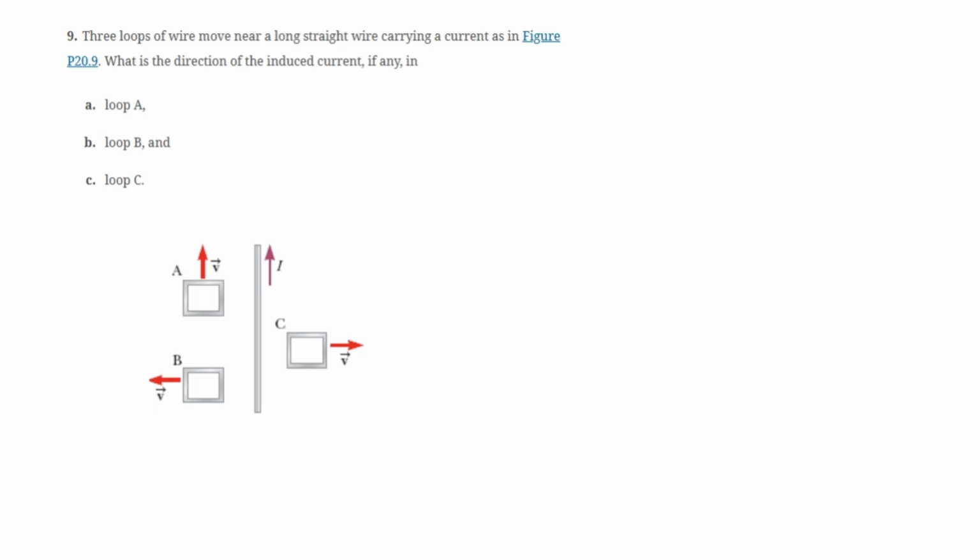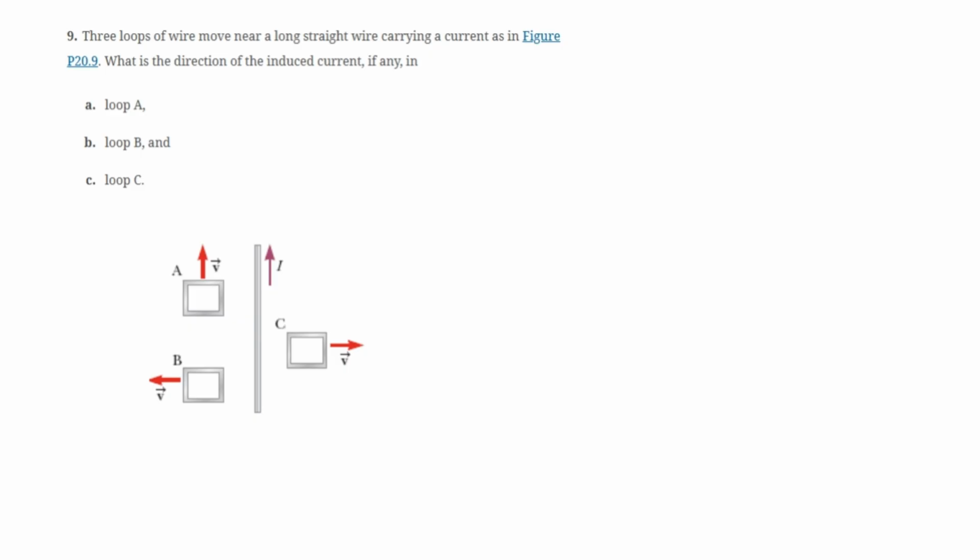They say that 3 loops of wire move near a straight wire that carries current, as is shown here below. What is the direction of the induced current, if any, in loop A, loop B, and loop C, right?